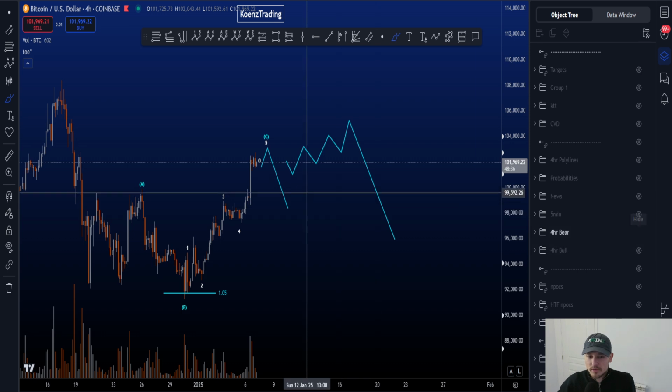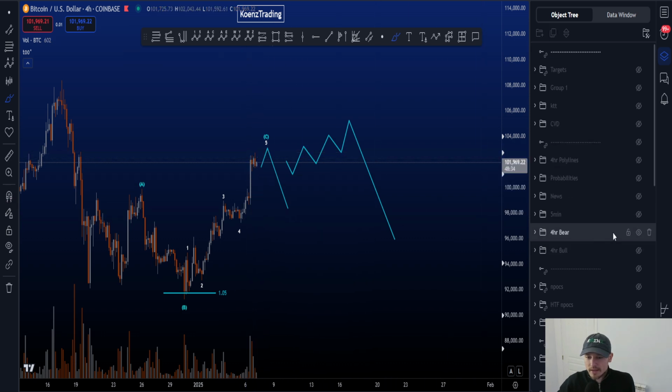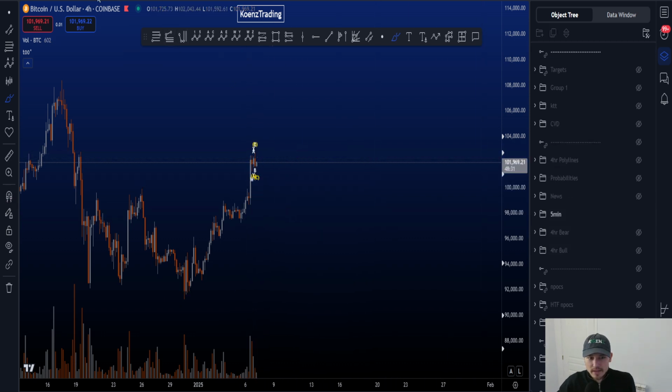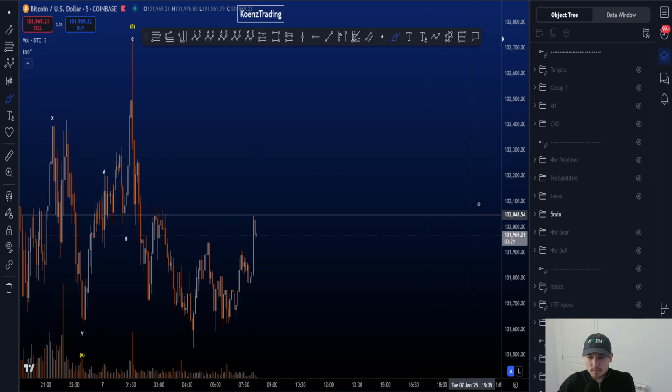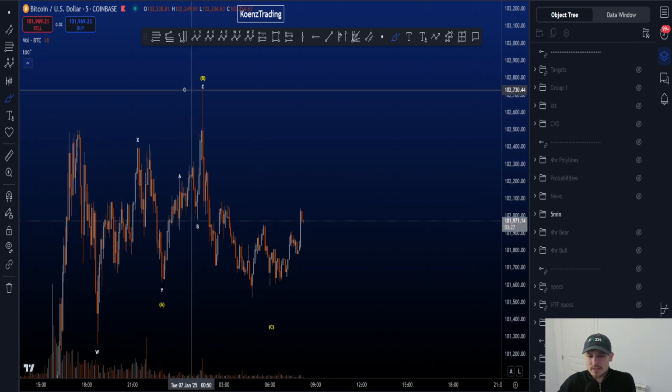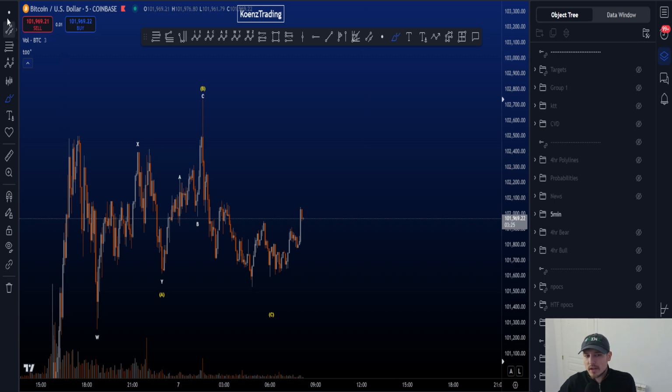If we then go to the 5-minute time frame and have a look at this range here, then from an Elliott wave point of view, it would actually be nicer to still take out this high one more time at least, right?